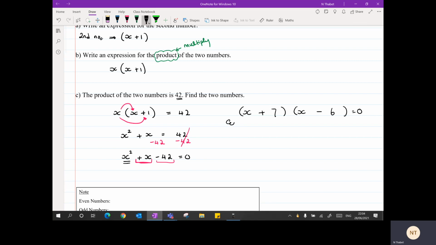So either x plus 7 equals 0 or x minus 6 equals 0. So x equals minus 7 or x equals 6. Remember, I'm solving the equations. So minus 7 plus 6 to give me the values of x.